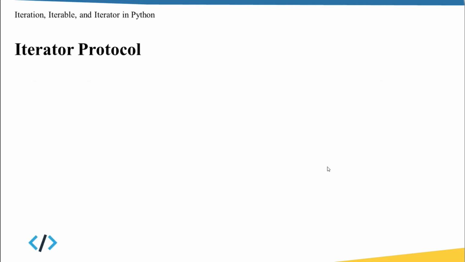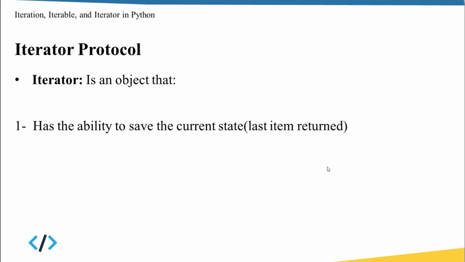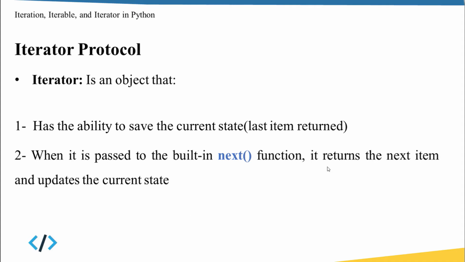Now the question that arises in your mind: what's the Iterator Protocol? The thorough details about the Iterator Protocol are out of the scope of this course. However, I'm going to give you a brief introduction. If you remember, we say an iterator is an object that supports the Iterator Protocol. In other words, this object, number one, has the ability to save the current state or last returned item. Number two, when it's passed to the built-in next function, it returns the next item and updates the current state.